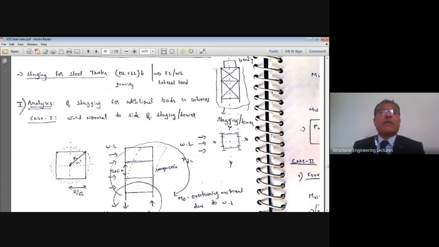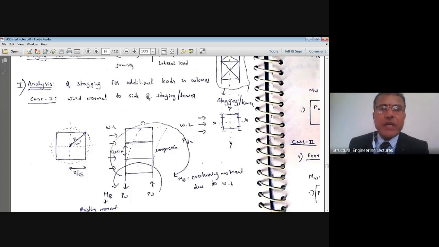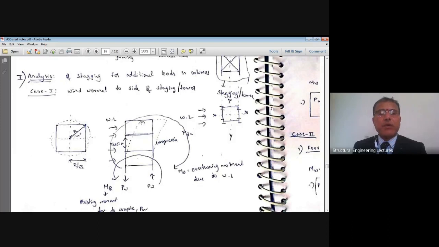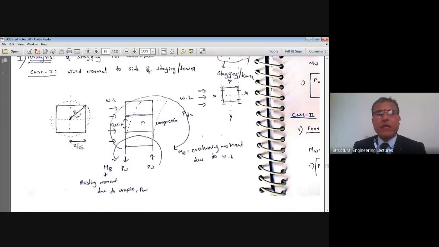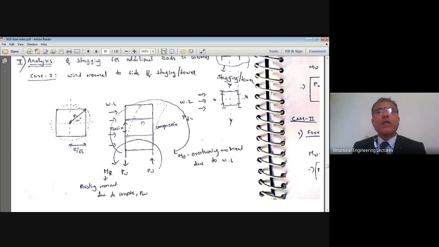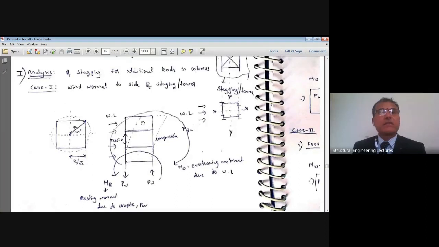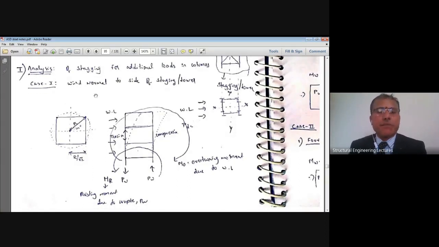Then the staging shall be analyzed for wind or earthquake, so that any additional loads coming due to the lateral loads in the form of earthquake or wind must also be taken into account during the design. Now we'll see the analysis part of these towers or staging. This is the analysis of the staging for additional loads in the columns due to either wind or earthquake. Either of the two is true.